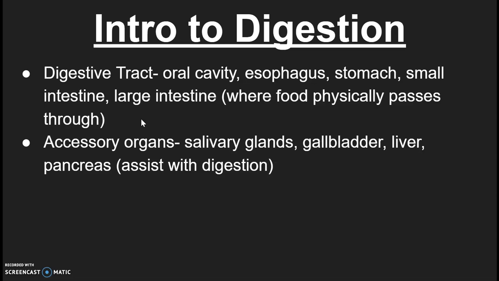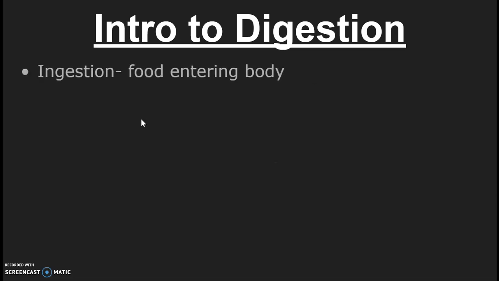So all of those are accessory, or think of them as support organs, whereas the main organs of the digestive tract are the ones listed above that all of the food actually physically passes through as it's going through the process of digestion.